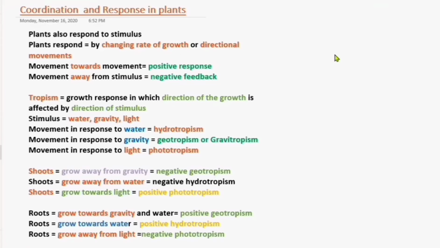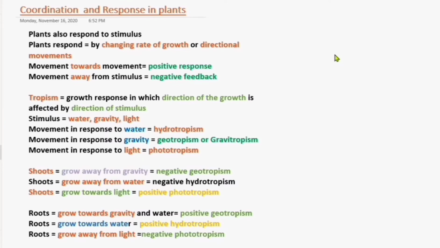Today we are going to study coordination and response in plants. Like animals, plants also respond to stimuli, but their responses and actions are not similar to those of animals. They show changes in their growth pattern, or in the rate of their growth, or they show directional movements in which they change the direction of growth from one side to another. And these movements are towards a stimulus.